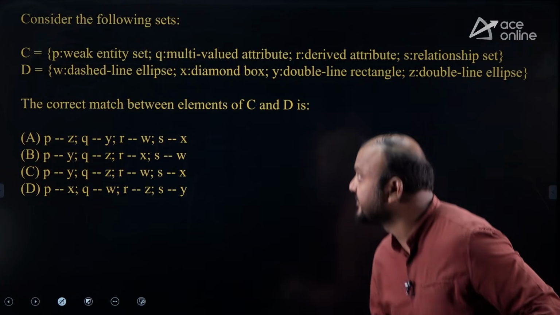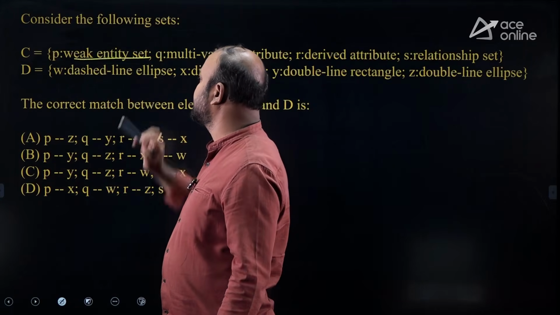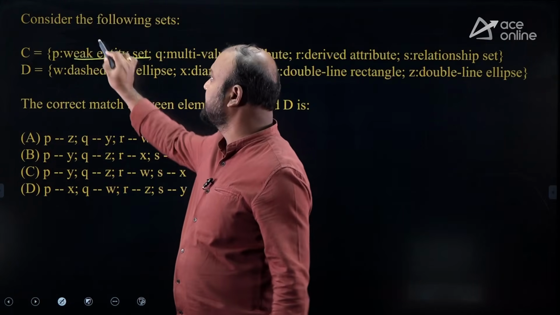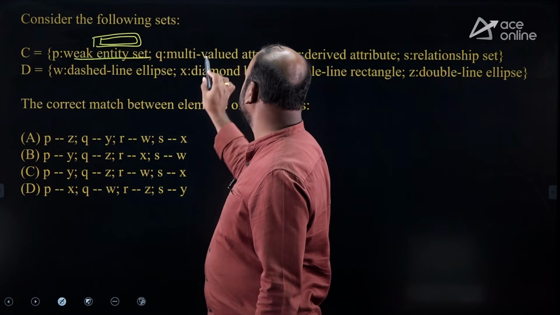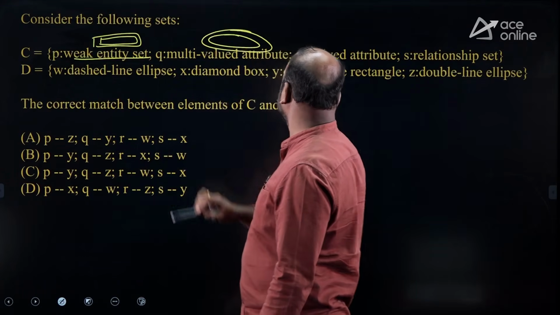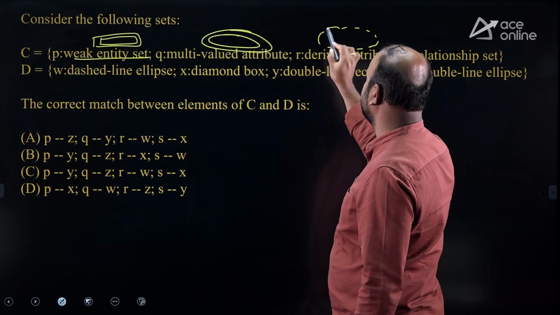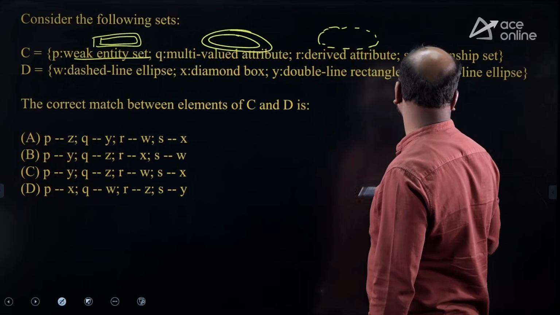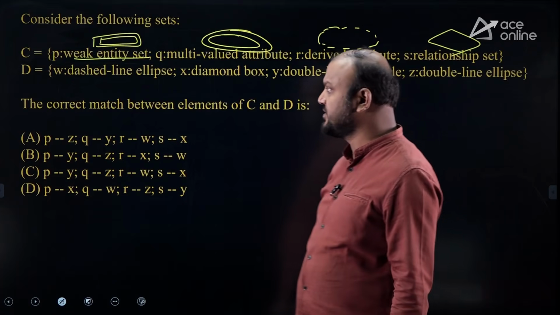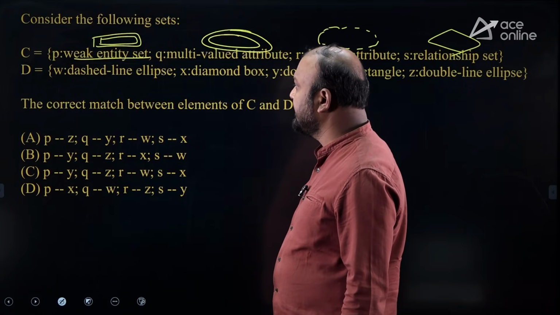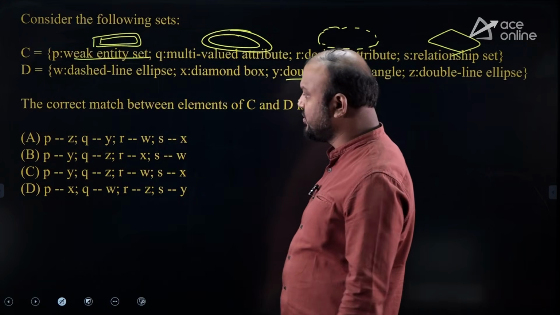Fine, nice. Here it is match the following. Weak entity set: how is a weak entity to be represented? Double rectangle box, right? Multi-valued attribute, double ellipse. Derived attribute, dotted ellipse, right? And relationship is a diamond box. These notations you need to know. And weak entity set is to be represented with a double line rectangle, so P matches with Y.